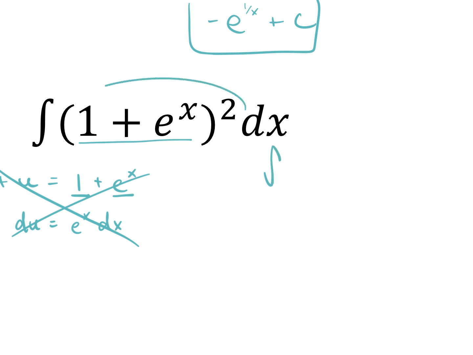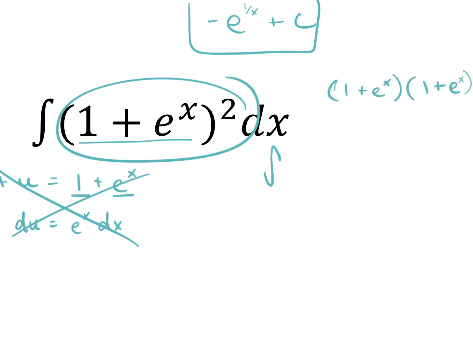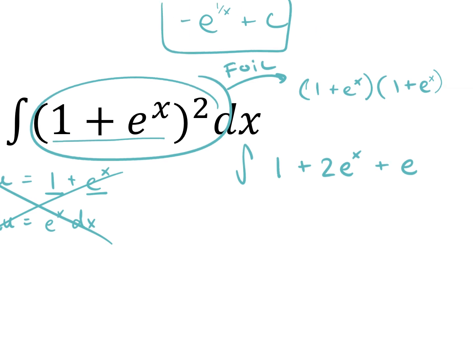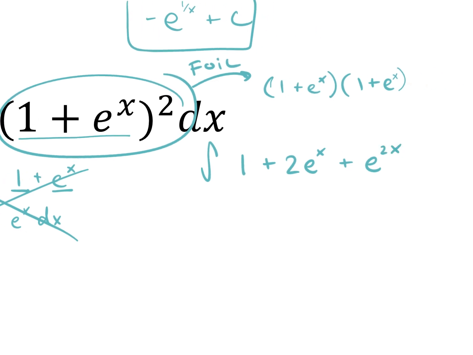Let's actually square this. We're going to write it twice and FOIL it out. So 1 plus e to the power of x times 1 plus e to the power of x. So we're going to FOIL. So we end up with 1 plus 2 e to the power of x plus e to the power of 2x dx.